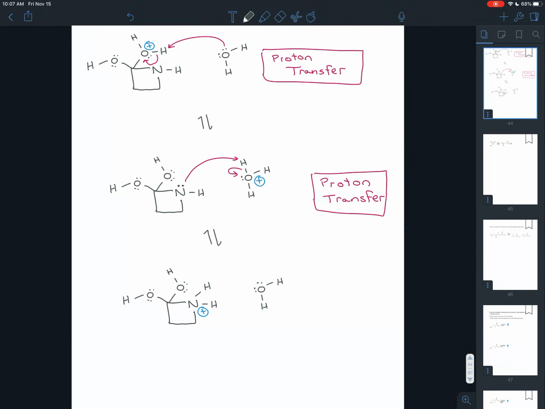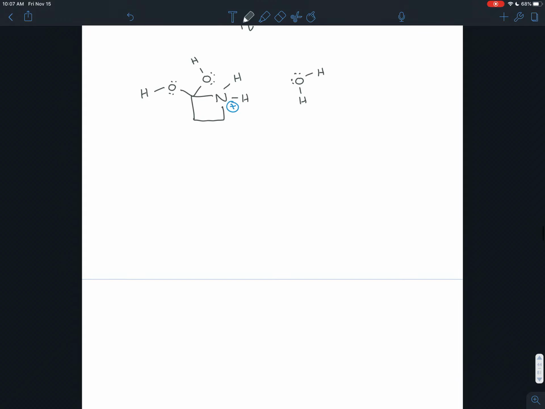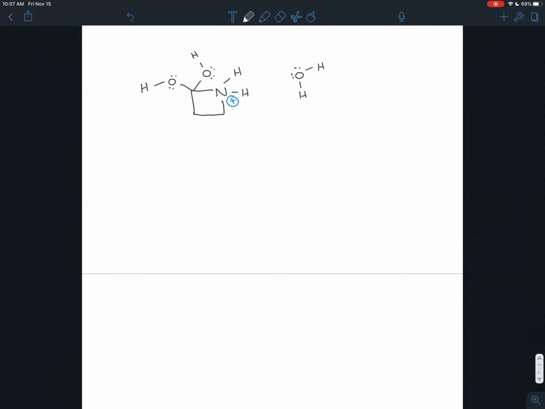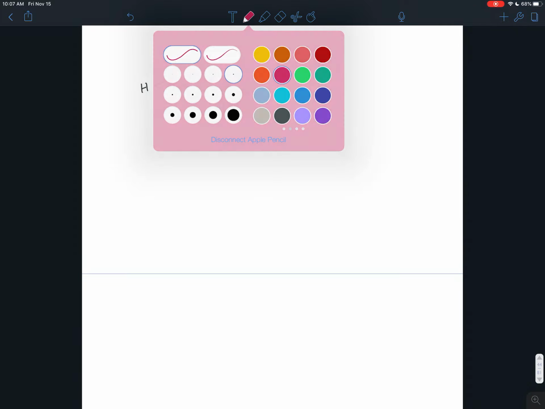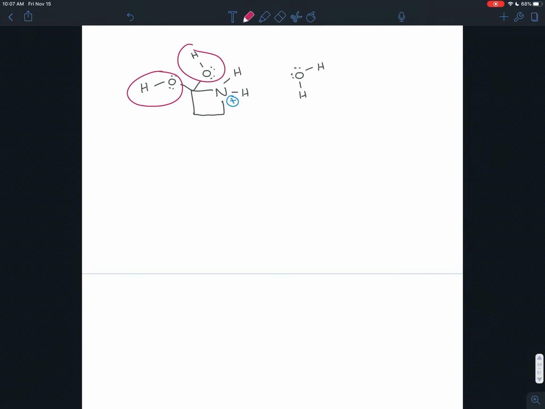Okay. So now we have a good leaving group. All it needs is a slight push and it will come off. The push comes from the lone pairs on one of the oxygens, and it doesn't matter which one. Both of these are OHs.